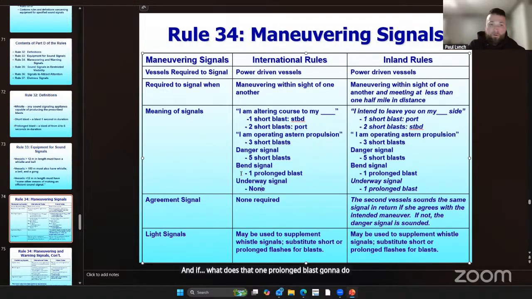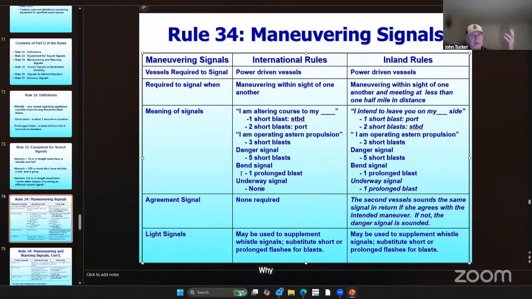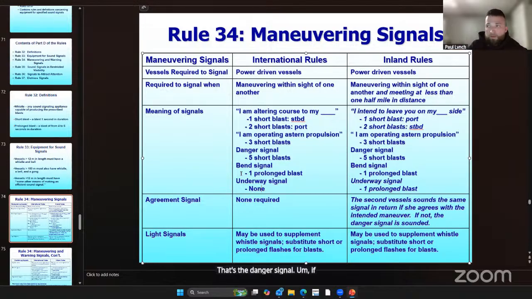It's going to avoid you guys colliding. Why wouldn't you do five short blasts? That's the danger signal. Well, legally, if you're going around a bend way, an area that is obstructed, you're supposed to do one prolonged blast.